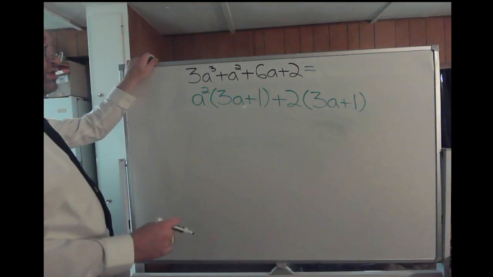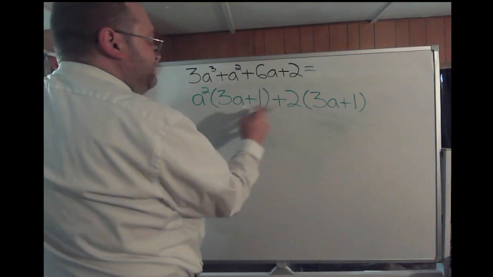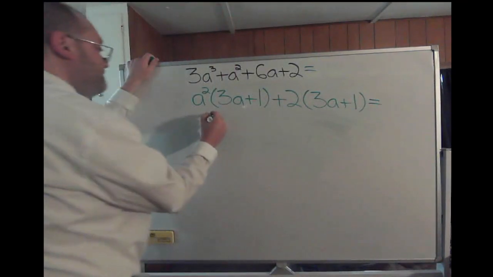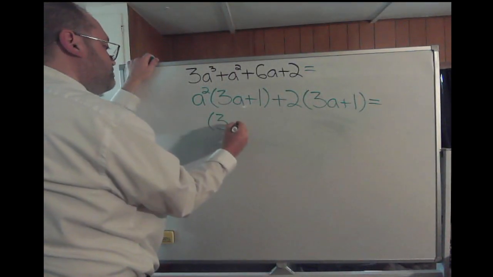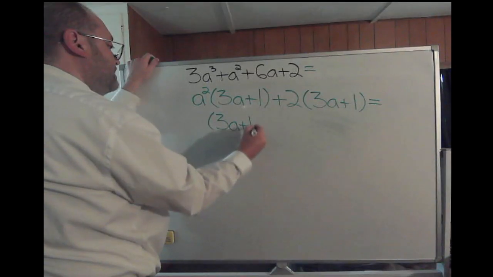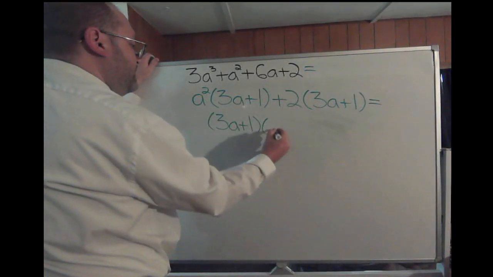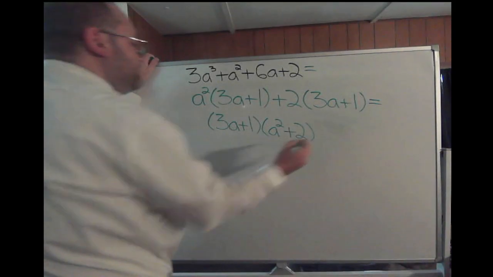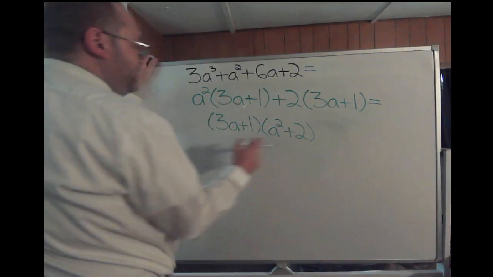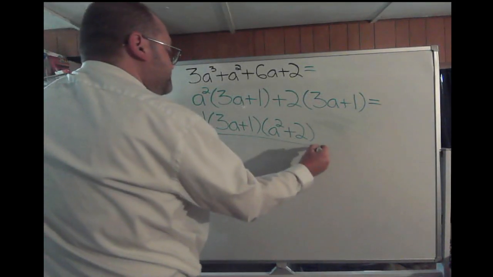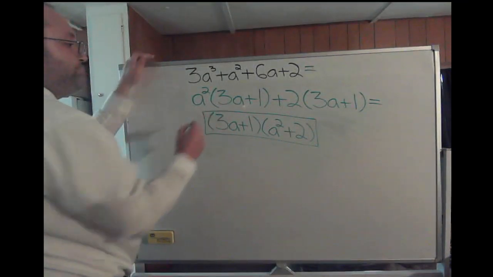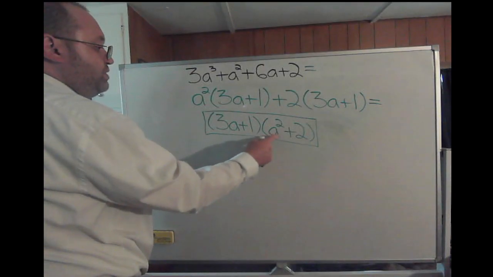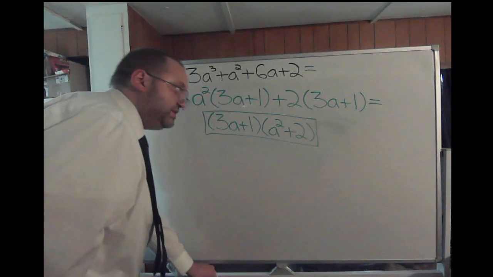Now we have two terms that have 3a plus 1 as your common factor. So go ahead, factor out your common 3a plus 1. That's going to leave you with the quantity of a squared plus 2 left over. And in the real numbers, we can't factor a squared plus 2 any further. So your factorization will be the quantity of 3a plus 1 times the quantity of a squared plus 2.